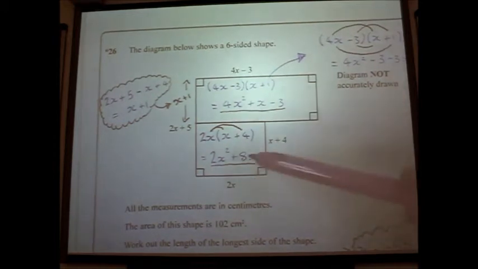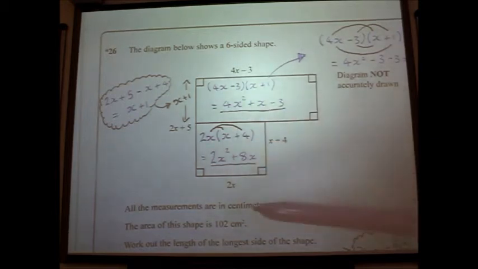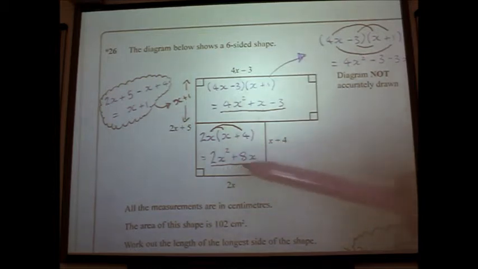Well, first things first, it blatantly wants you to sort out in algebra how big it is and get an expression. So this bottom bit is 2x times x add 4, which is 2x squared add 8x, which I've shown in that box.